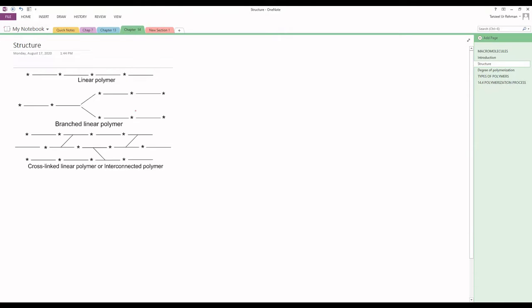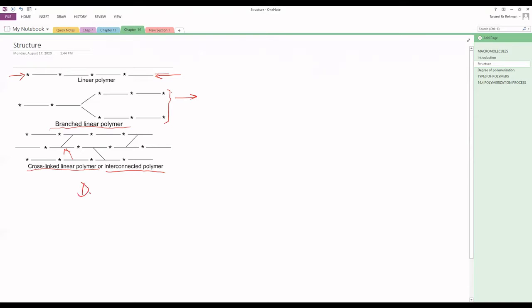हमारे पास लीनियर पॉलीमर्स होते हैं, those polymers which have long linear chain of carbon atoms and repeating units, and those polymers which have branched chain, those are known as branched linear polymers. And third type is cross-linked linear polymer or interconnected polymer. और इनकी जो शेप है ये आपके सामने है. These are linked within linear structure through their branches. So we have three types of structural polymers.